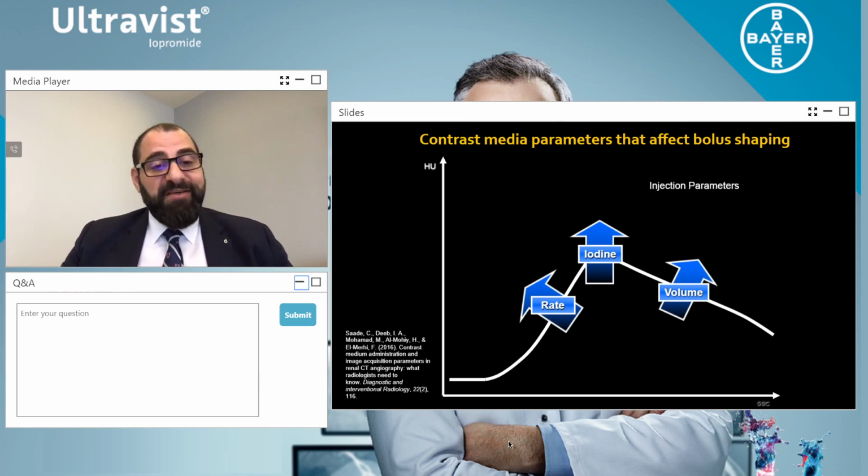So by using 370 density, by using a low KVP, I've doubled the attenuation profile within the liver and the tumor. But more importantly, my contrast gets to the right place at the right time and through every single structure. This is what's key.